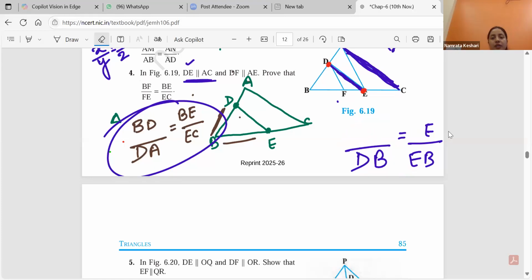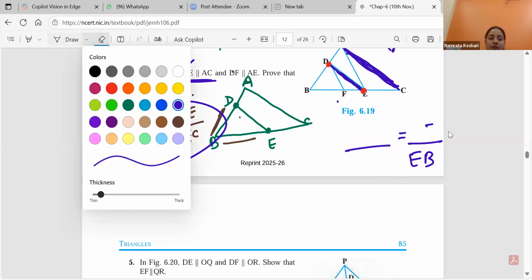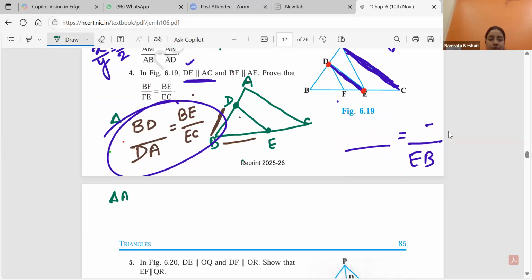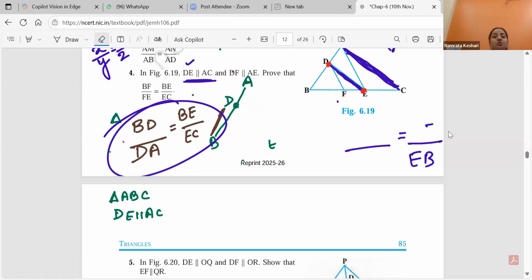From the parallel condition, we identified the triangle property ratio properly. How will you write the step in your copy? You will write: in triangle ABC, DE is parallel to AC. Therefore, the ratio, this circled one, will be the same, in brackets, by basic proportionality theorem. Clear?